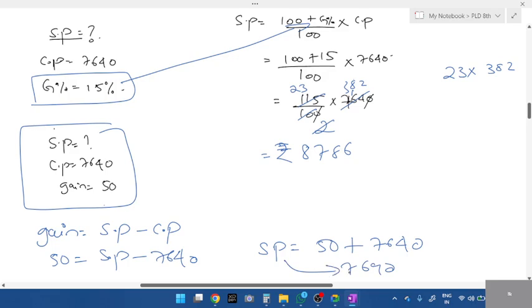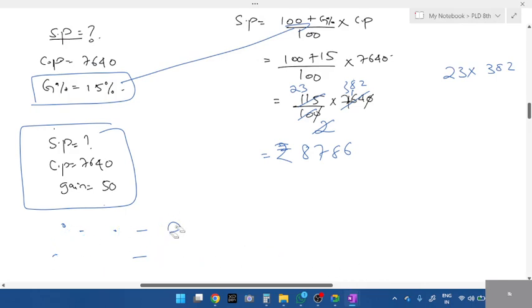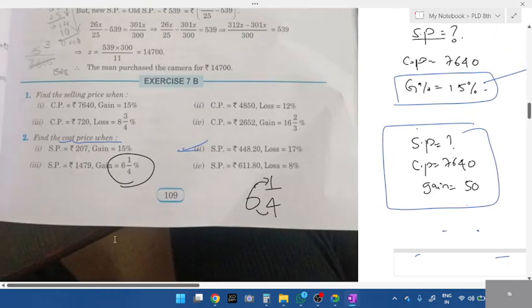So definitely selling price will be more. If it is gain, selling price is more. Okay, so don't get confused with the formulas and keep practicing. This is the answer, 8786.